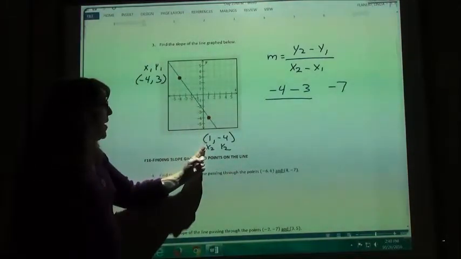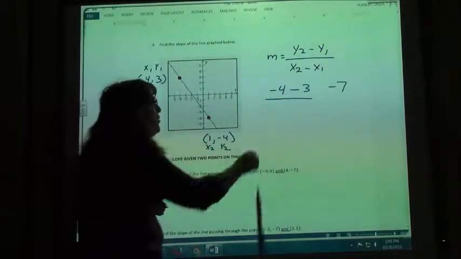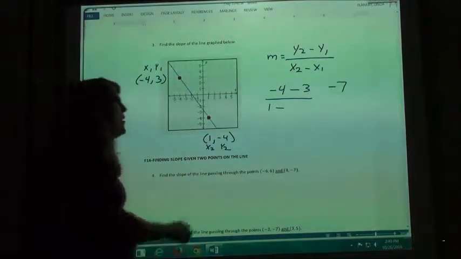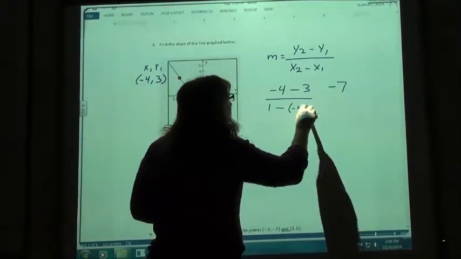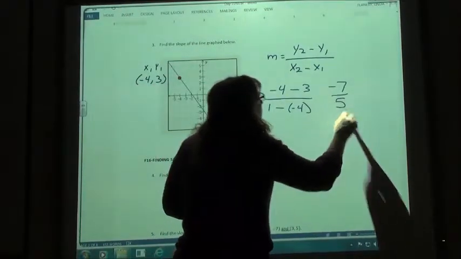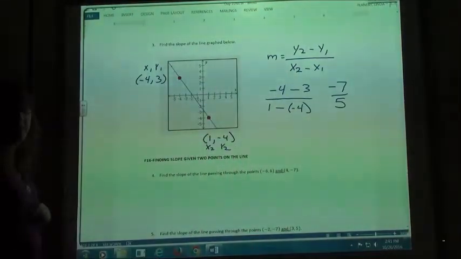Then I'm going to do on the bottom, the x value from point 2 is 1. I'm going to subtract the x value from point 1, which happens to be a negative 4. Again, I'm subtracting a negative, so I end up adding. And so I get negative 7/5.